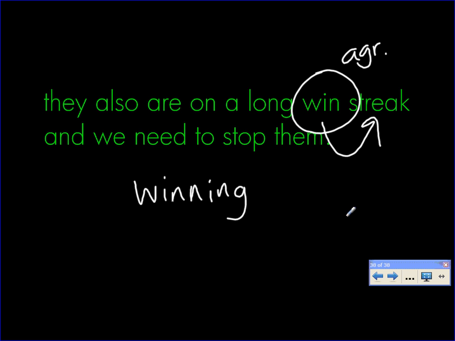Logan? They have been winning. No. Grammatical relationship. Don't give me summary about what's going on in the journal entry. Tell me the grammatical relationship between win and streak.